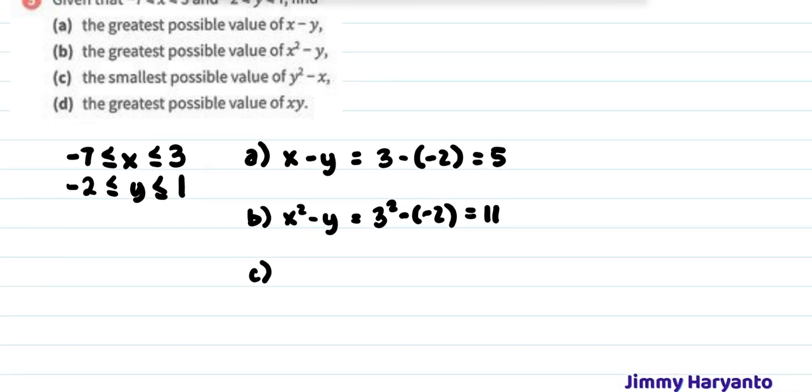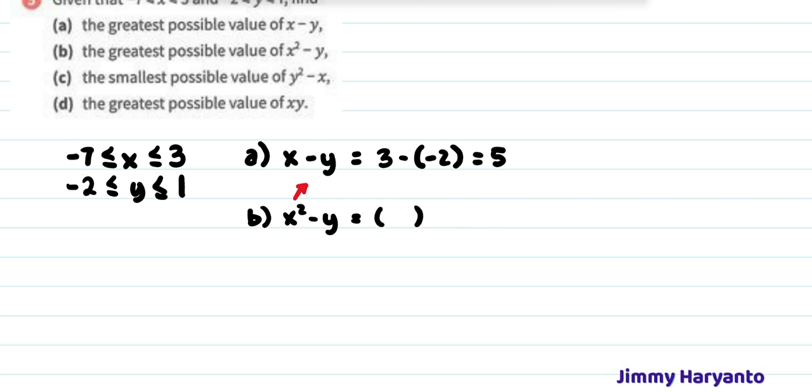And then C, the smallest possible value of y squared minus x. Okay, be careful with this one. Oh, my bad guys, for the previous one, yeah, x squared has to be the largest, but as we can see, 7 is greater than 3 if it is squared. So it cannot be 3 squared, but instead it should be negative 7. It will be greater than 3 squared. Yeah, minus y is negative 2, so 49 plus 2 equals 51.